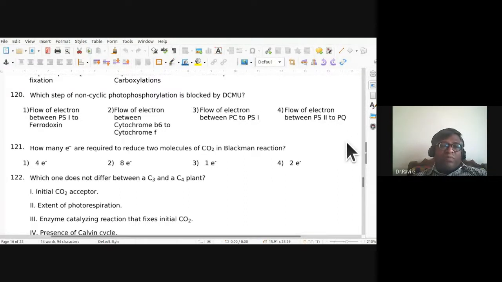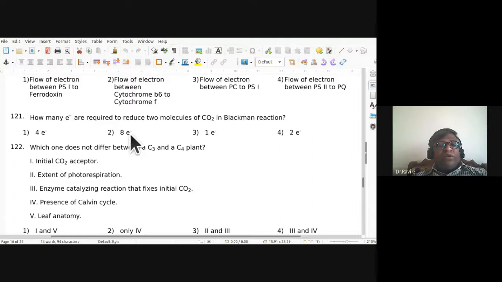How many electrons are required to reduce 2 molecules of carbon dioxide in Blackman reaction? Is it 4 electrons, 8 electrons, 1 electron or 2 electrons? It is 8 electrons, because 4 electrons are required to reduce 1 carbon dioxide. If it is 2 molecules, it has to be 8 electrons. So that is the answer.